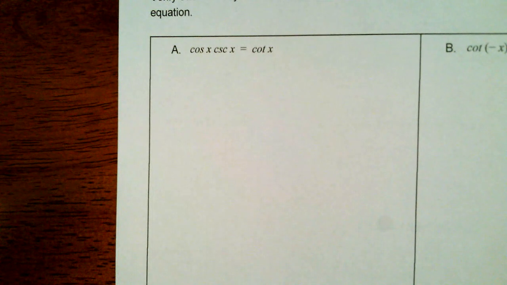Okay, so we are going to work on verifying our first identity. To verify an identity just means to show that the left side of the equation simplifies to the same thing as the right side of the equation. And you can actually start on either side of the equation. What you usually want to do is look for the side that's most complicated.